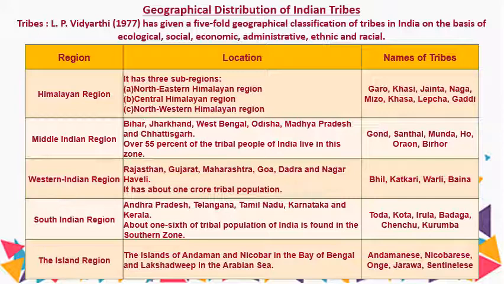The tribes located in this region are Toda, Kota, Irula, Badaga, Chenchu, Kurumba. Next is the island region. Tribes are located on the island of Andaman and Nicobar in the Bay of Bengal and Lakshadweep in the Arabian Sea. Tribes are called as Andamanese, Nicobarese, Onge, Jarawa, Sentinelese.